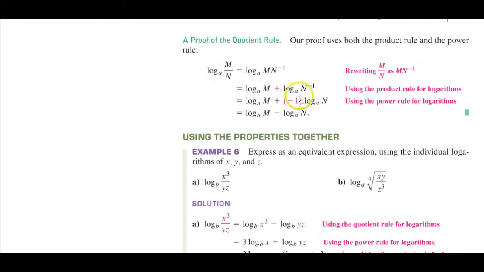Let's go on. Now we showed you already using other slides the proof of the quotient rule. Now it's a little tricky when you get some negative exponents, but all it means is that that is in the denominator. Okay? Instead of being a positive one, it's in the denominator. As you see here, rewriting m over n can be written this way.